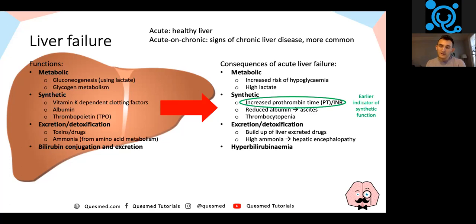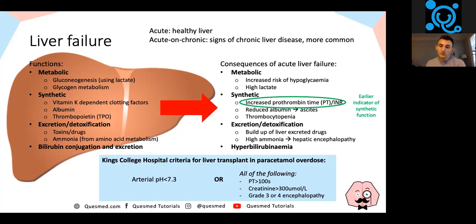And in terms of management of paracetamol overdose and when to refer a patient for liver transplant, there are King's College Hospital criteria for liver transplant. And there are criteria for liver transplant in paracetamol overdose and in acute liver failure for another cause. So these are the indications for acute liver transplant in paracetamol overdose. Either a pH of less than 7.3, or all of a PT, a prothrombin time above 100 seconds, a creatinine above 300, and grade 3 or 4 encephalopathy.